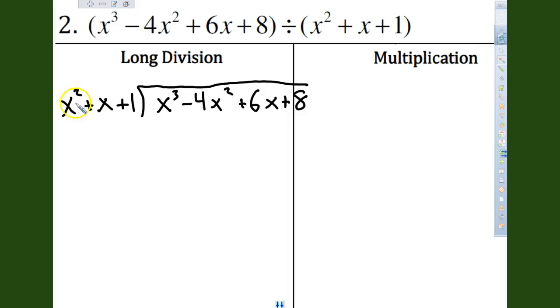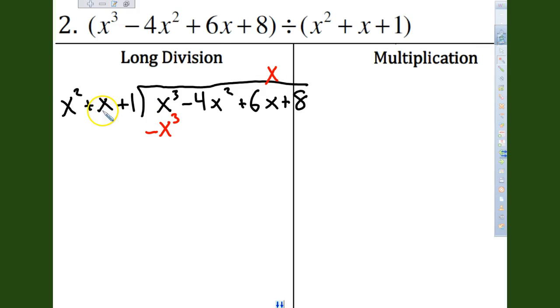Okay, so same idea, x squared times what is x to the third? X, and where should I write that? Above what number? Yeah, it's an x, so you find which of these is just the regular old x. Here's 6x, so it belongs right above there. So the exponents will always line up. So we have x times x squared is x to the third, switch the sign, minus.